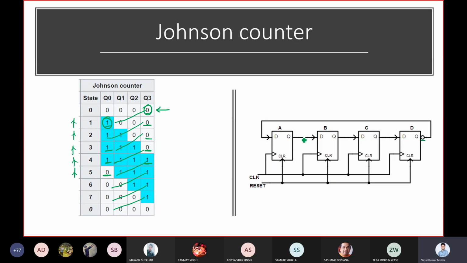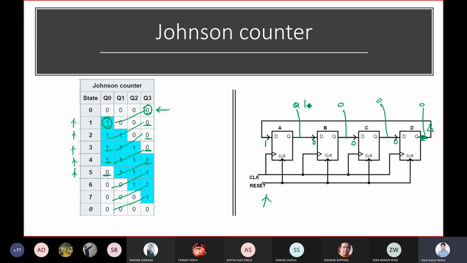Initially, if you look at these outputs, this output will be taken first, and I will note it here. Because all are in clear or reset, you will have all zeros. But what input is available? This is the not of this, so the input will be 1, and the others will be 0, 0, 0. When the next clock cycle comes, on the rising edge, this 1 will propagate. So this will become 1, and the others 0, 0, 0.